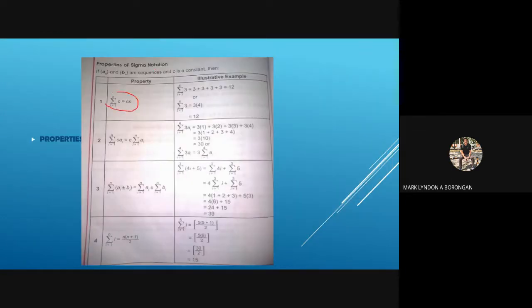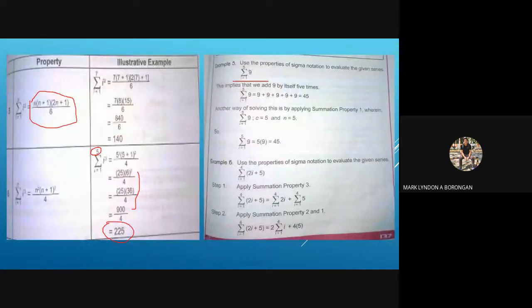So you have their examples here. Example 5 here, you have the summation of 9 from 1 up to 5. As you can see, this is just a constant, right? It's a constant, so we will also use property number 1. It goes straight to the answer. You will just multiply the constant with your upper limit, so that you get the answer directly. That will be 9 times 5 or 5 times 9, which is equal to 45. Okay?